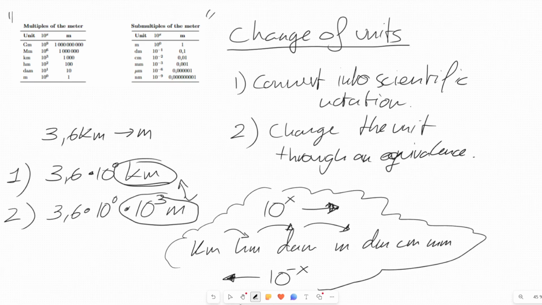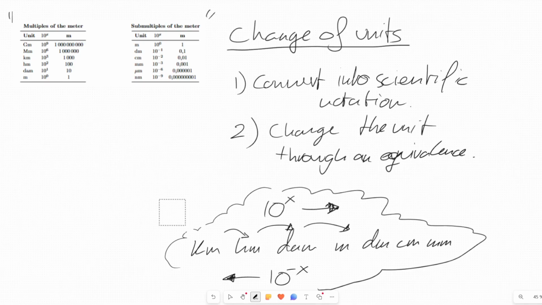Okay, we're going to see a new example, and then we're going to finish with step number 3 of the procedure. Okay, so let's try to change now.